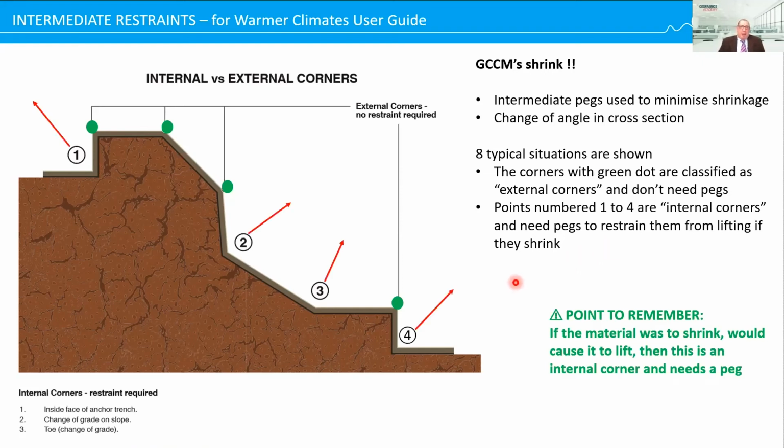So for example, just say point 2 is restrained here and is restrained here. If the material was to shrink, as cementitious products do, the corner number 2 would have a tendency to want to lift up and out. So we classify that as an internal corner, and it must be restrained by pegs or appropriate soil anchors.